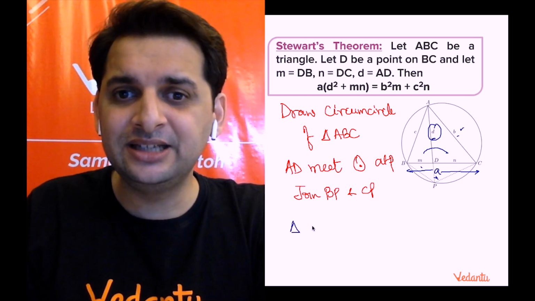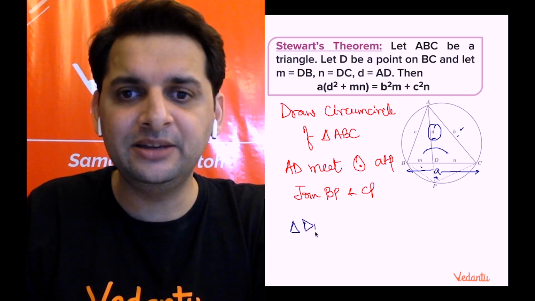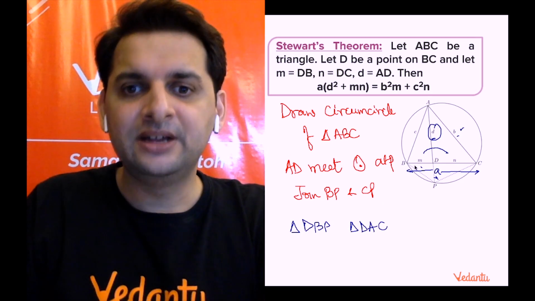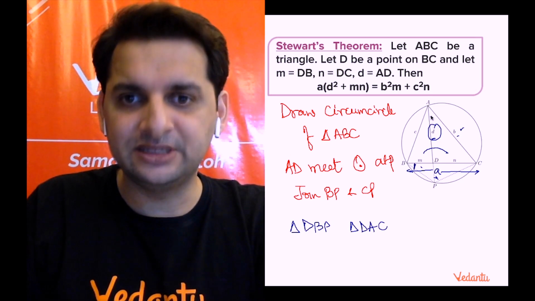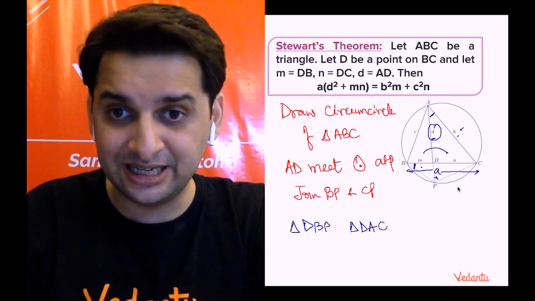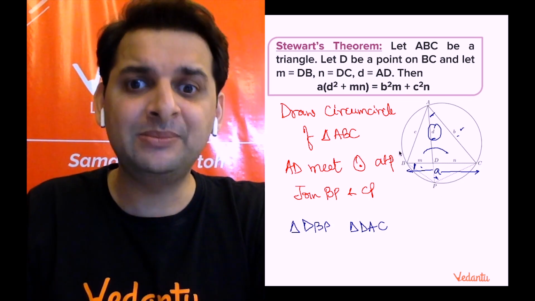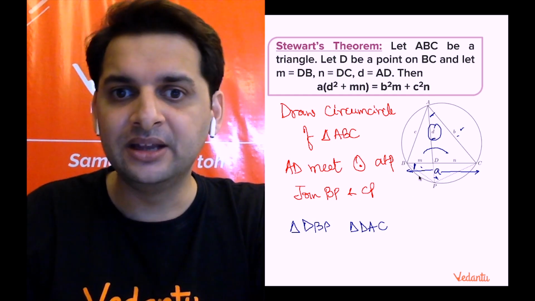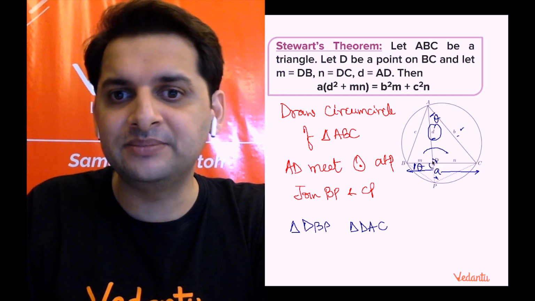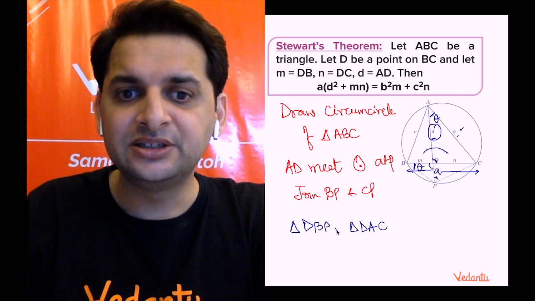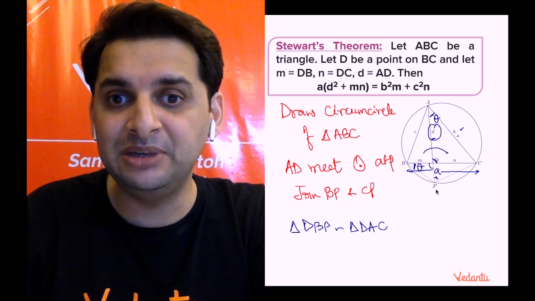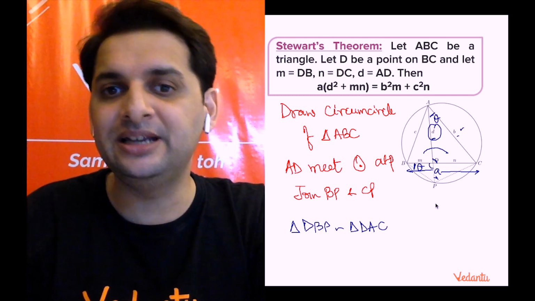So consider these two triangles, triangle DBP and triangle DAC. Now, clearly this angle is equal to this angle because this is a cyclic quadrilateral, so PC subtends the same angle at B and A respectively. So if this angle is theta, this would be theta. Also, these two angles are the same, vertically opposite angles. So clearly, these two triangles are similar in nature. So triangle DBP is similar to triangle DAC.